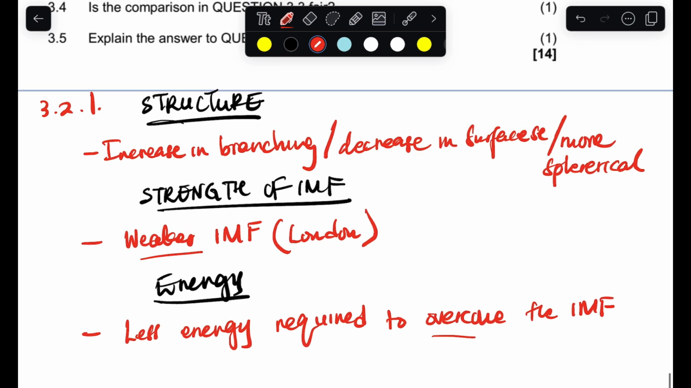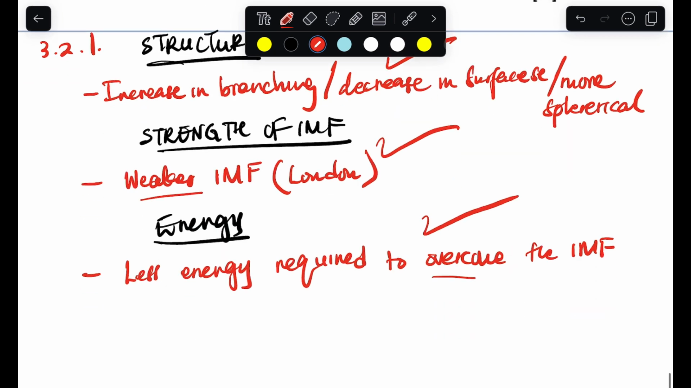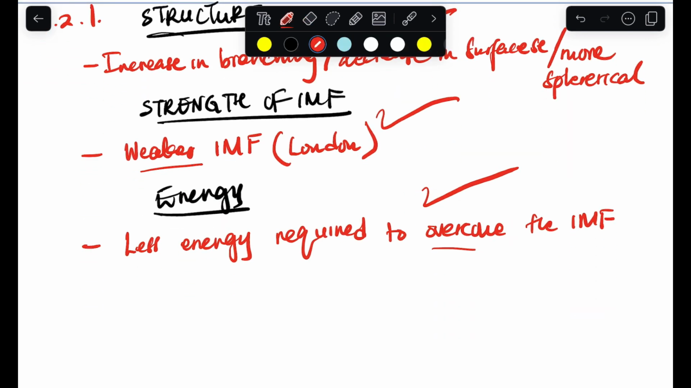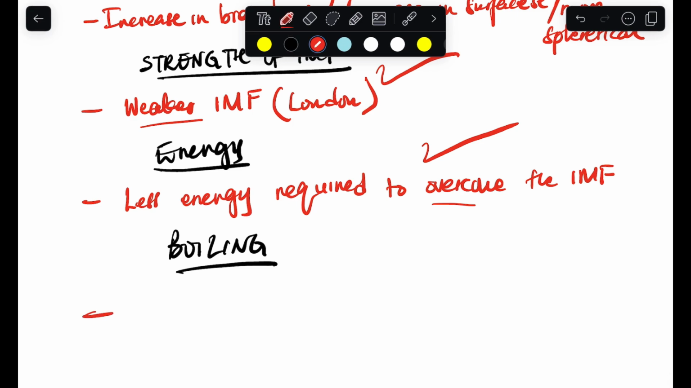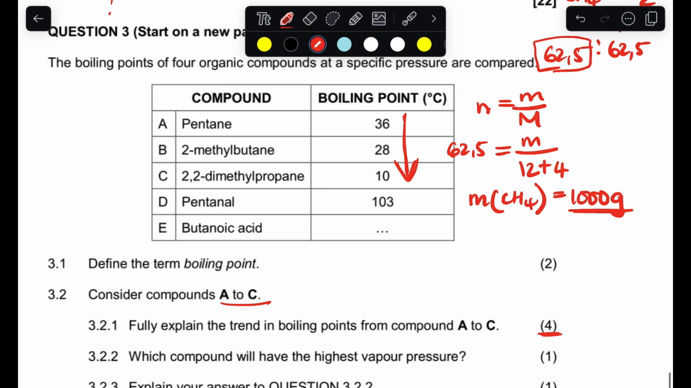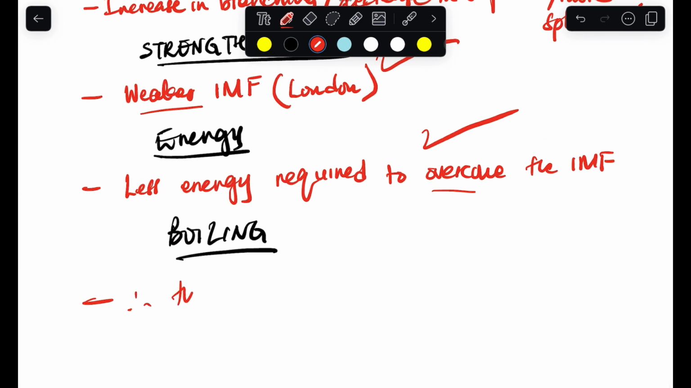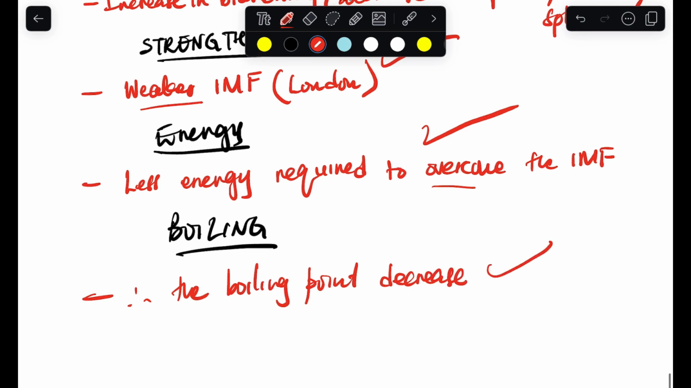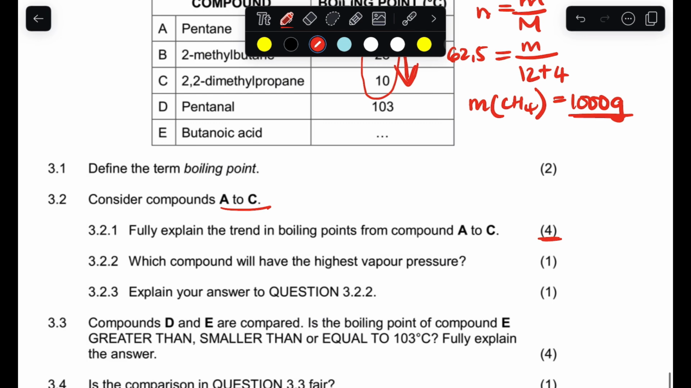Then what are we going to say about the last point? Because it's 4 marks. So that means we're going to talk about the boiling point. So what's happening to the boiling point? Therefore, the boiling point decreases. That's the last point. We're done with that. Let's go to another question.